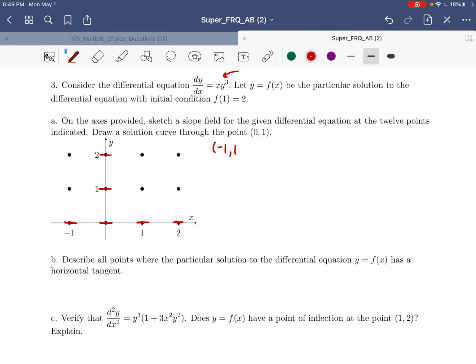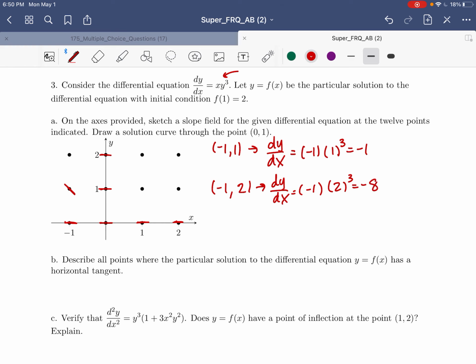So let's say I have (-1, 1). Plug it in. We have dy/dx equals -1 times 1 cubed, which equals -1. So I'll just sketch a slope of -1 there. Then I have the point (-1, 2), which gives me -8, so that's going to be a lot more steep.